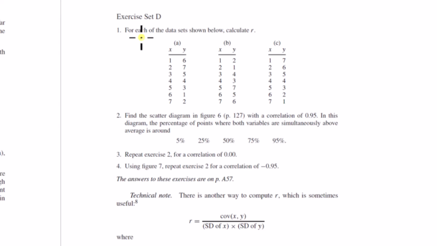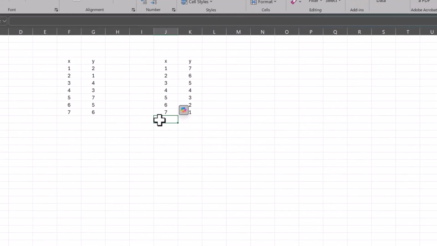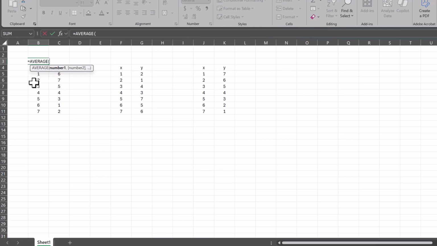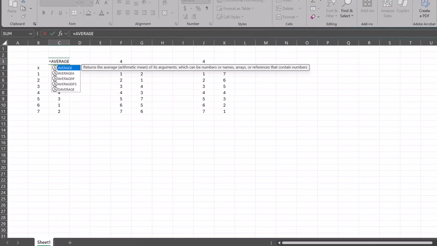This first problem says, for each of the data sets shown below, calculate the correlation coefficient. Okay, so for each of these data sets, let's come to Excel. All right, so let's get the average of each of these.